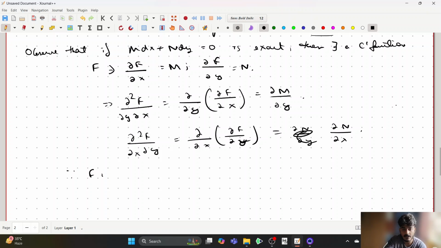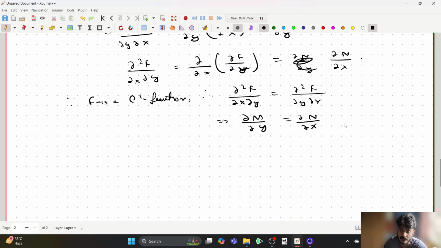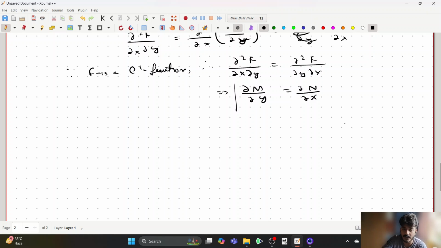So since f is a C1 function, therefore del two f by del x del y at any point is equal to del two f over del y del x, which implies that del m by del y is equal to del n by del x. And that is one of the most interesting properties of exact differential equations, which if you have studied differential equations, you studied somewhere. To check whether a differential equation is exact, you need to check exactly this property. That is, you first convert it into the non-trivial form and then you check this property.